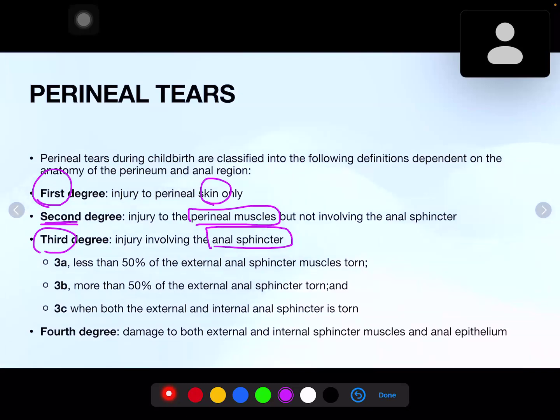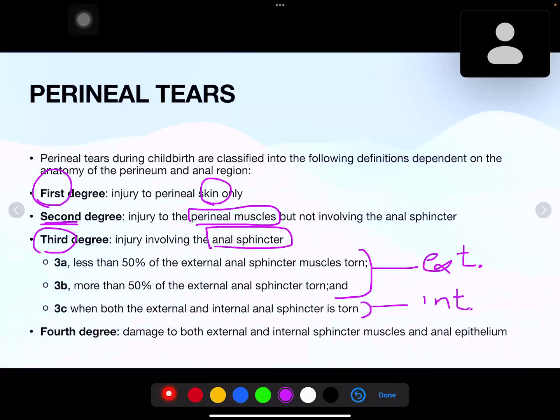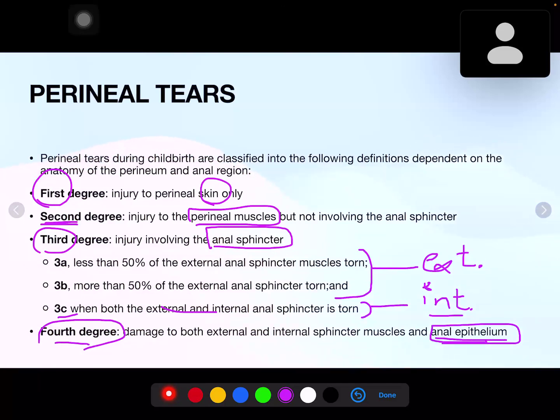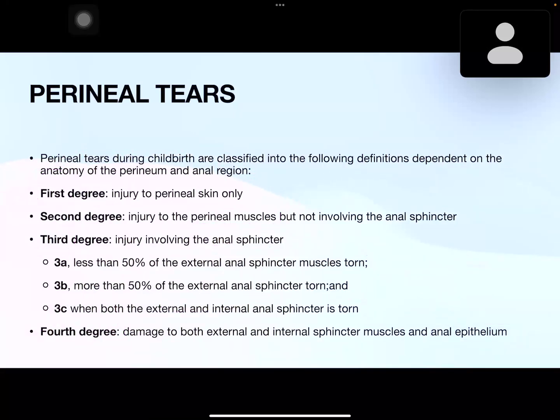3A and 3B involve the external anal sphincter, and 3C involves the internal anal sphincter as well, not only internal but both, because external is outer. So the external would be torn, then the internal would be torn. So the internal sphincter is torn in the 3C category, and in the fourth degree, the anal epithelium as well. Everything previous is added, and the anal epithelium is also breached. Okay, so these are very important types of tears.